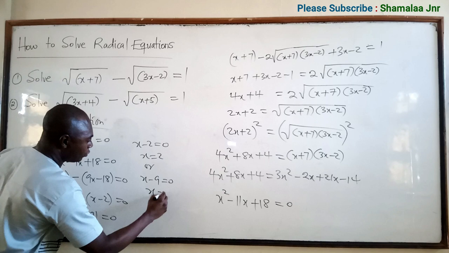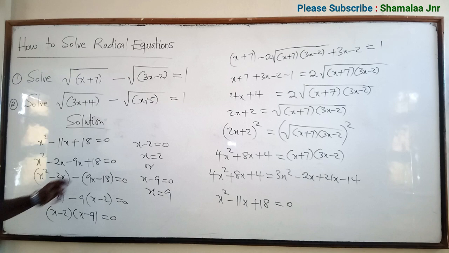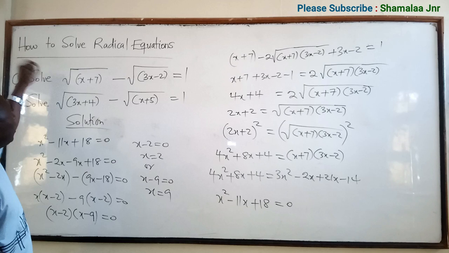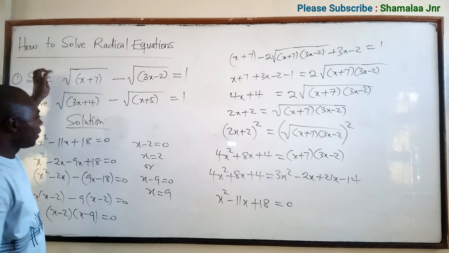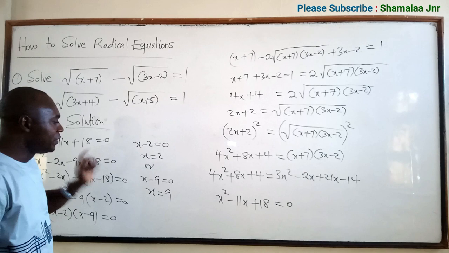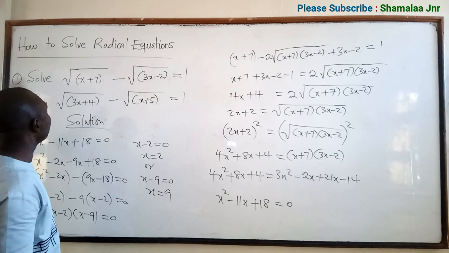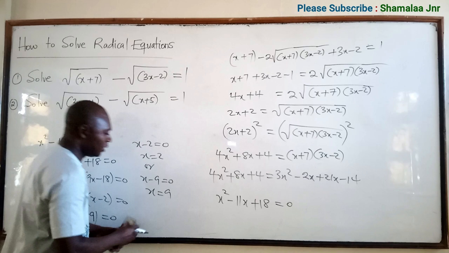So these are the values. Now, viewers, when you get the values of x, you have to check. You have to put those values into the given radical equation to check whether the values are satisfying the equation or not. Because there are some roots, some answers, which do not satisfy the original equation. And such roots are known as extraneous roots.